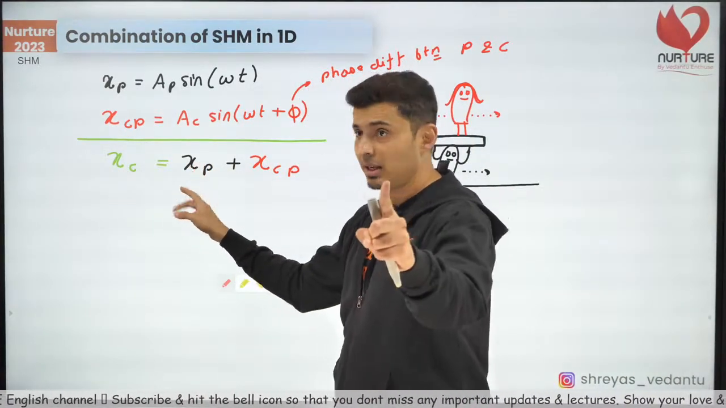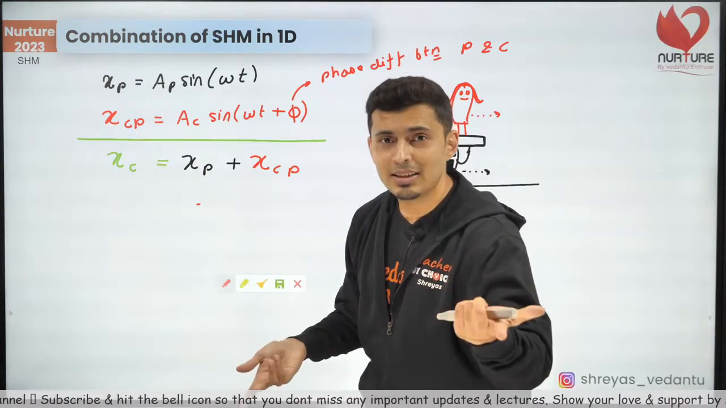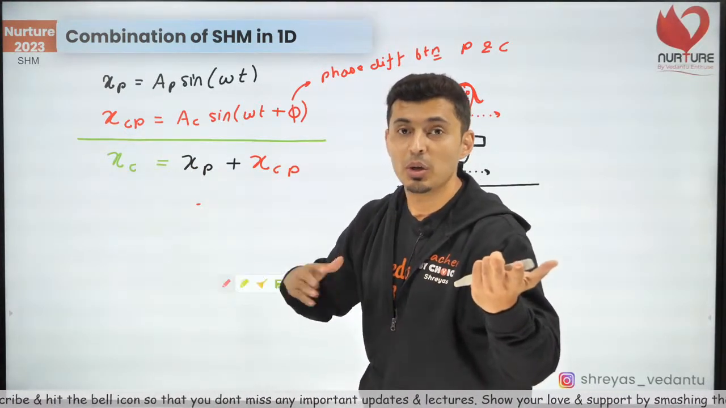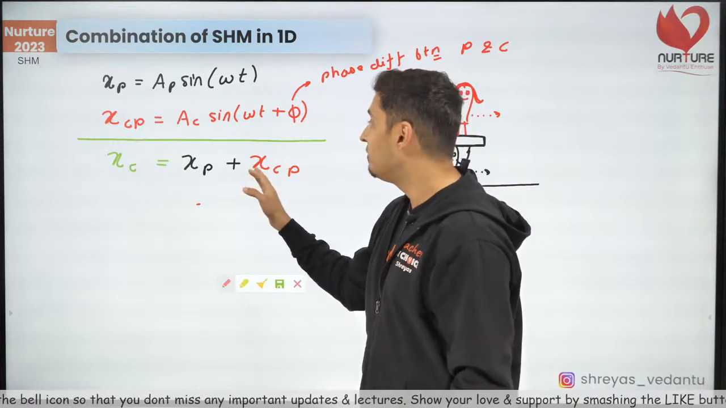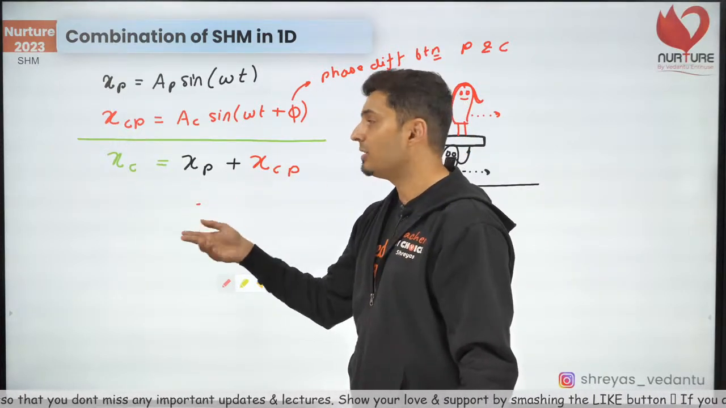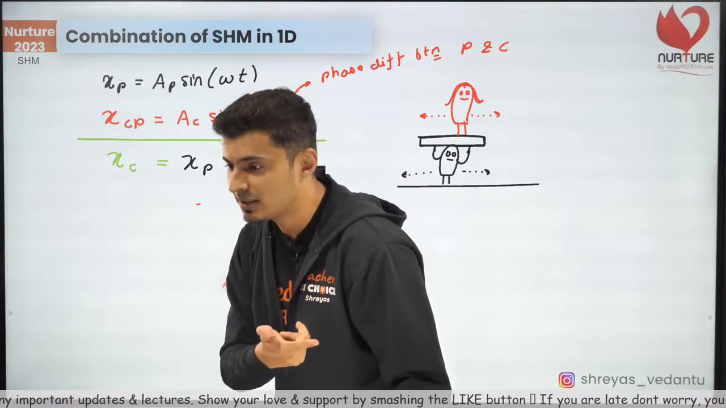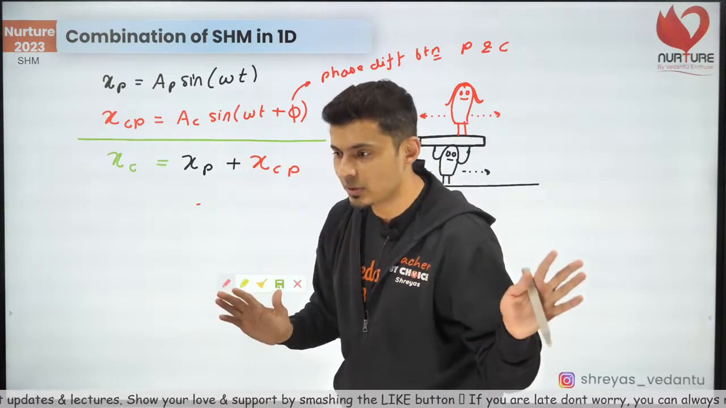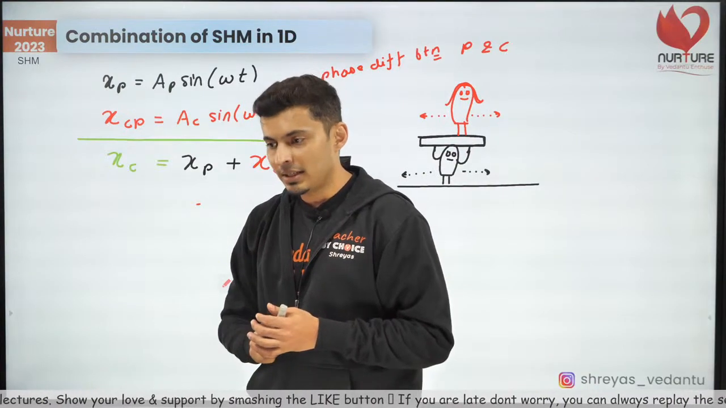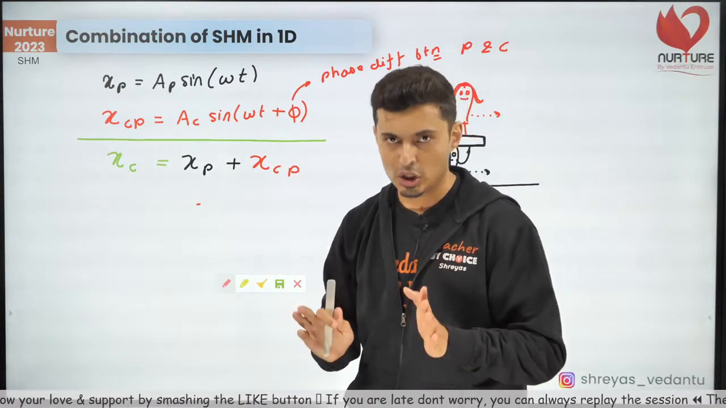XC minus XP will be XCP. You have done this. X12 is X1 minus X2. V12 is V1 minus V2. VCP is VC minus VP. So XCP is XC minus XP. Did you understand this? Perfecto. Got it? Cool? Chalo.